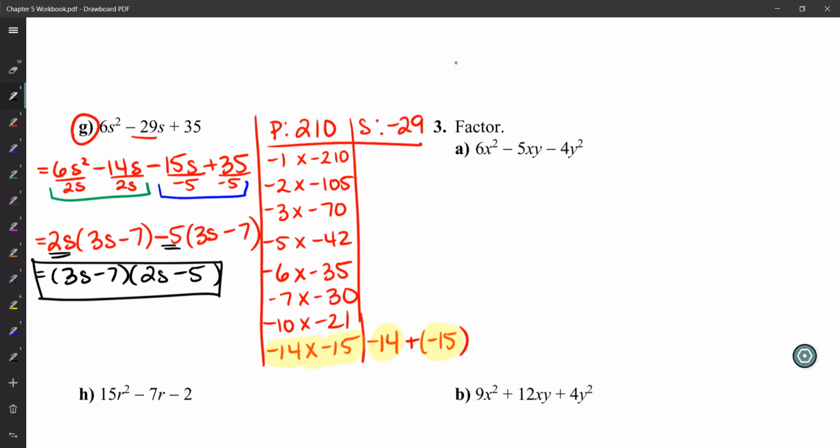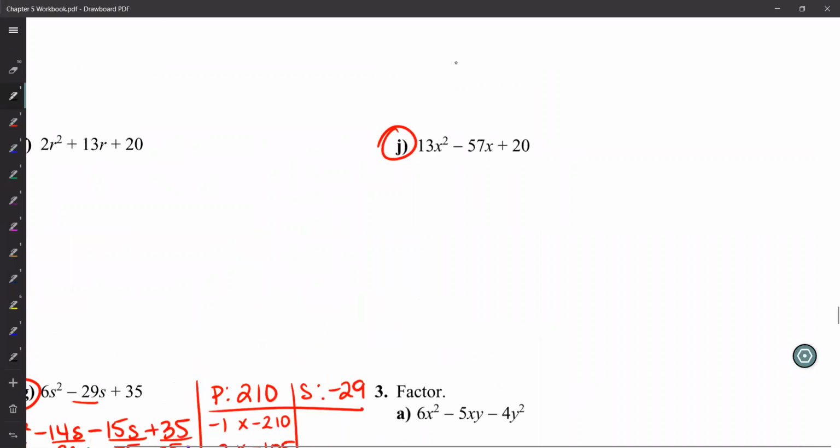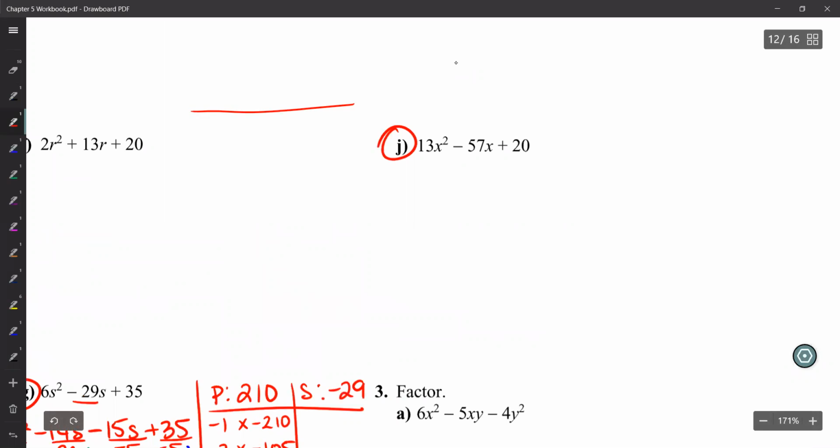Okay, so that's another one of those scenarios where we have like a big number here. So we'll just have to take our time to write out all the different products. Okay, last one, 2J. I'm going to create my chart over here. Product will be A times C, so 13 times 20, give us 260, and sum is negative 57.